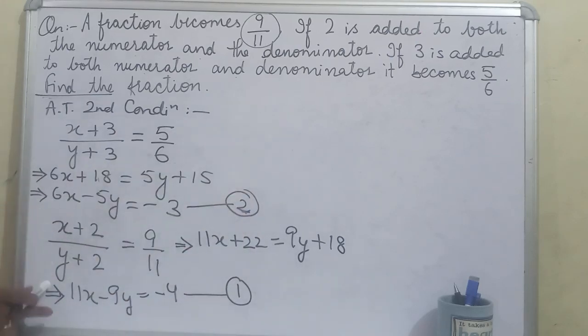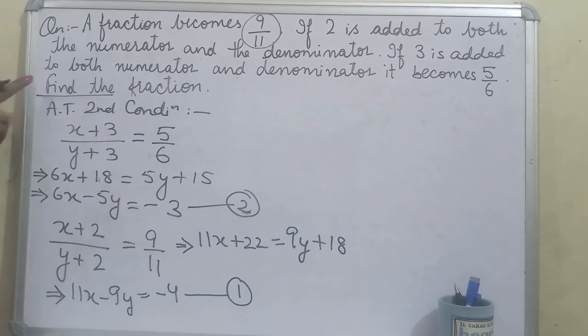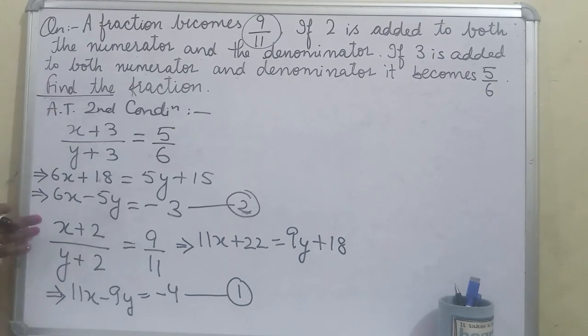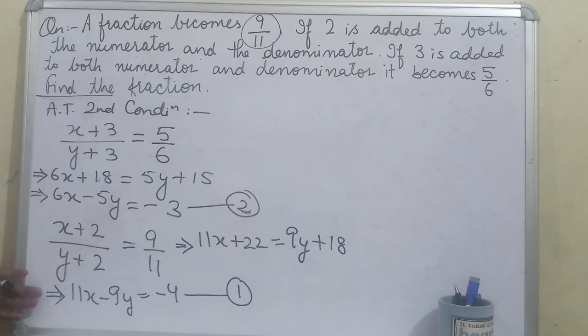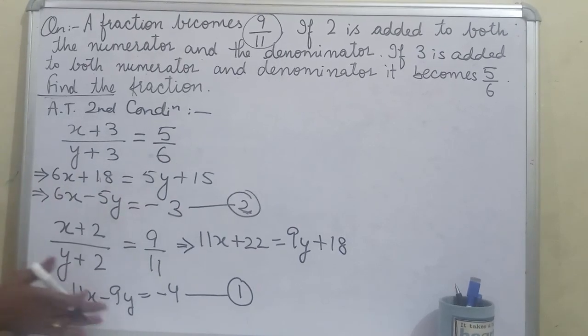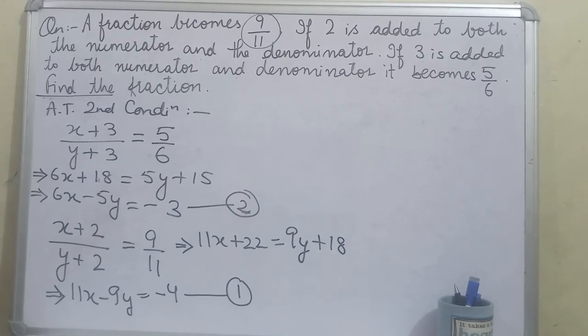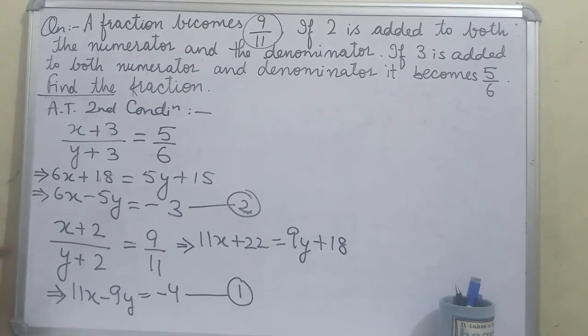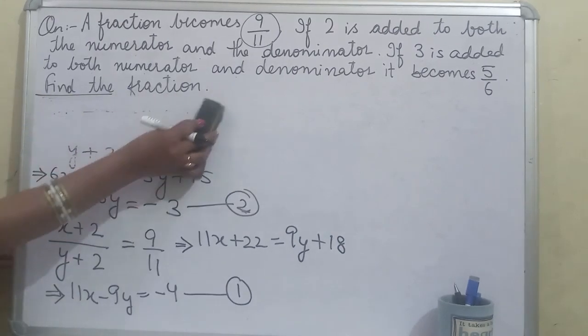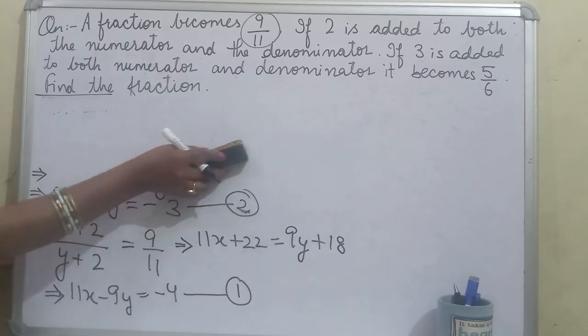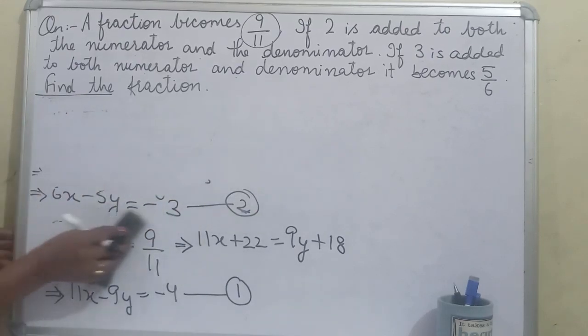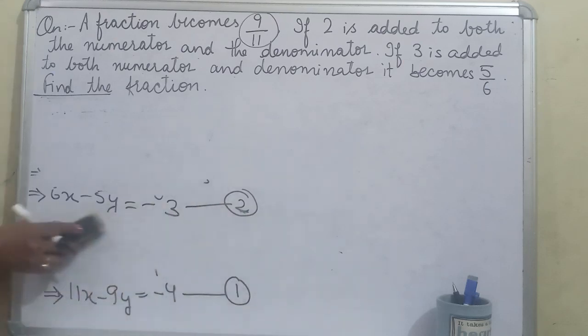After getting these two equations, this is the first one, this is the second one. Now it is up to you which method you want to take up to solve this question. The values here are a little bigger, so I want to go with the cross multiplication method. That will be easier whenever we have larger values. So I'm doing this question now by the cross multiplication method. I'm just leaving the equations and rubbing the rest of the things.